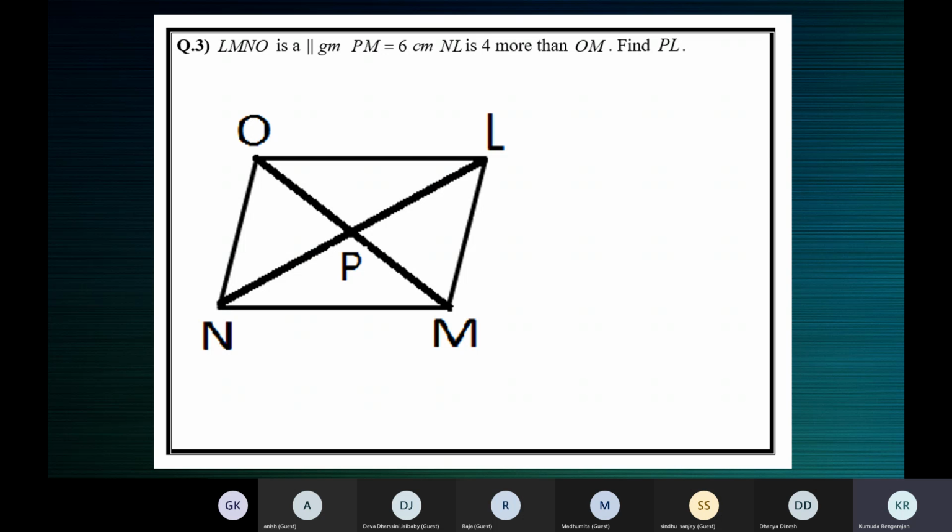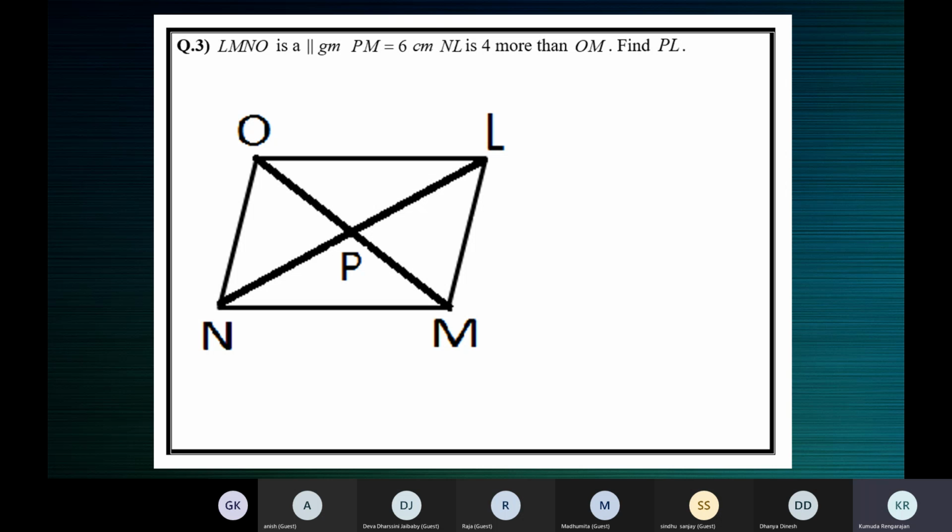So now let's come back to PM. PM is 6 centimeters. PM is a part of the diagonal OM, or to put it more precisely, it's 1/2 of OM. OM is cut into two equal halves. 1/2 of OM is PM, 6. So if PM is 6 centimeters, the other half OP is also 6 centimeters. Correct? Yes, ma'am. Now find the length of the other diagonal NL.